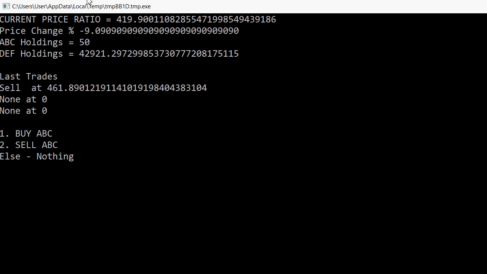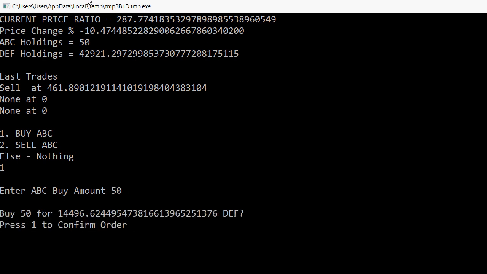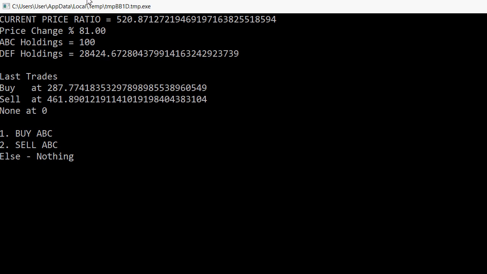So buy it somewhere below 300. Sell it above like close to 700. So there's 371, 369, 287. So if we were to look to buy maybe 50 of it back, it would cost us 14,000. So we can do that. Now all of a sudden, there's a big gain right there up to 520. That you'd be up 8,000 of those coins.